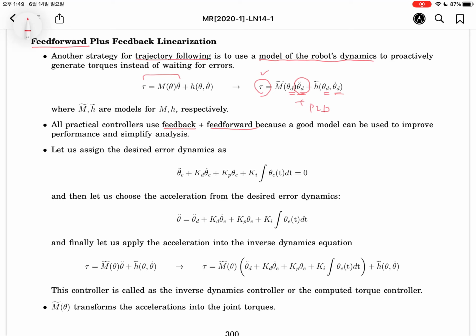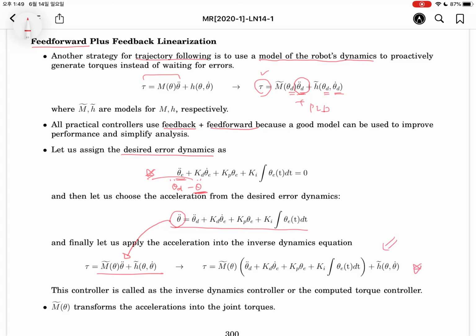Okay, let's assign the desired error dynamics. We can make the error dynamics like this. As you know, the acceleration error will be obtained as theta desired 2 dot minus current acceleration. Okay, so we will attach our controller to the acceleration. So this is the main part. Then we can get this equation. Let's assume the inverse dynamics here. We will apply this acceleration control to here. Okay, then we have this one.